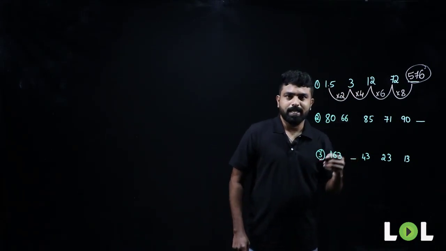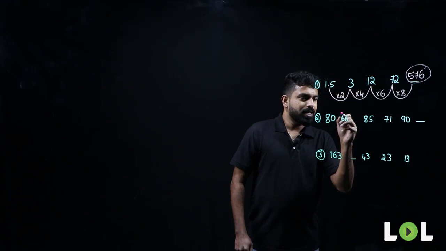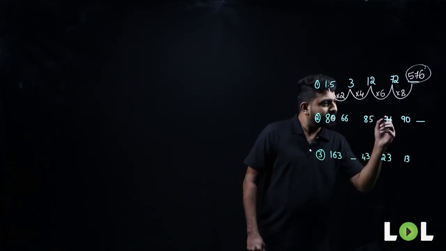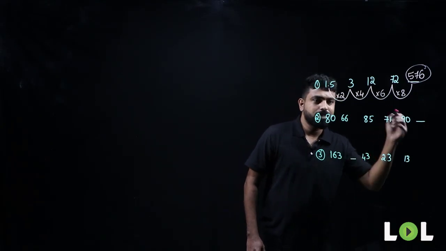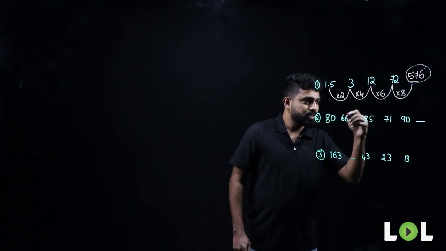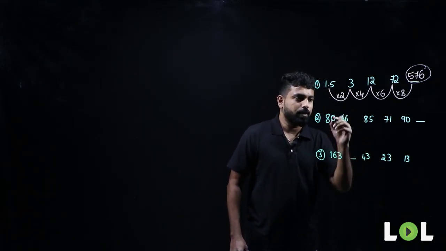Let us look at our next example here. Let us see the terms. The first term is 80. Then it is reducing to become 66. Then again it is increasing to become 85. Then again it is reducing to become 71. Again there is an increment. So according to my guess, there might be two series involved in the same series. So let me check for that.